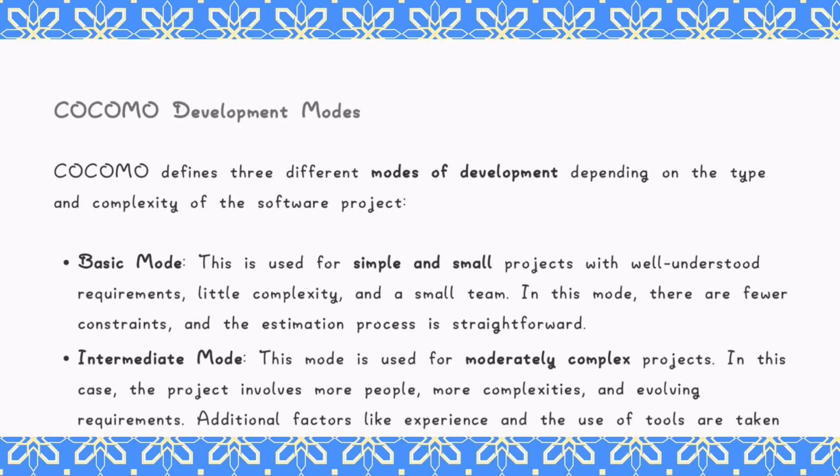COCOMO development modes. COCOMO defines 3 different modes of development depending on the type and complexity of the software project. Basic mode. This is used for simple and small projects with well-understood requirements, little complexity, and a small team. In this mode, there are fewer constraints and the estimation process is straightforward.